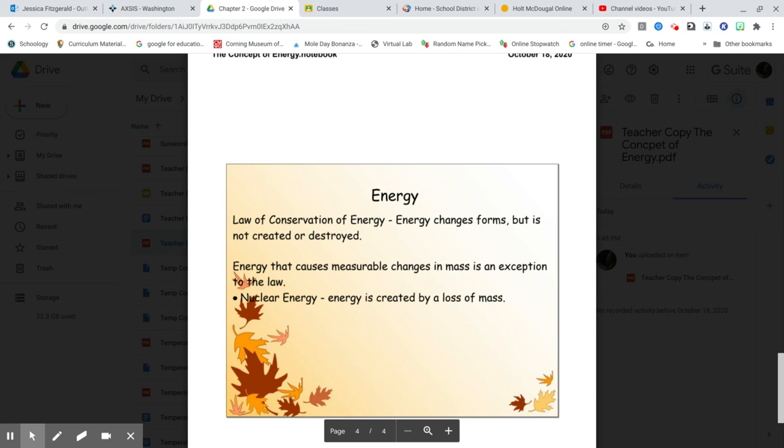Now, energy that causes a measurable change in mass does have an exception to this law of conservation of energy, and it also goes against the law of conservation of mass, in which the law of conservation of mass or matter, excuse me, states that mass or matter cannot be destroyed or created. It's just going to change into different phases of matter. However, nuclear energy is the exception to both of these laws. With nuclear energy, energy is created by destroying some mass within the nucleus of an atom.